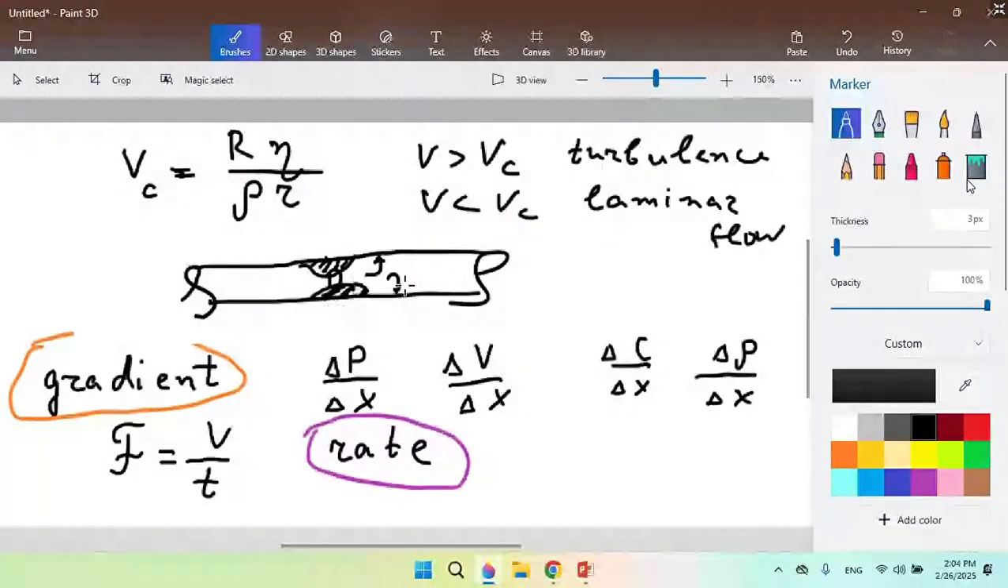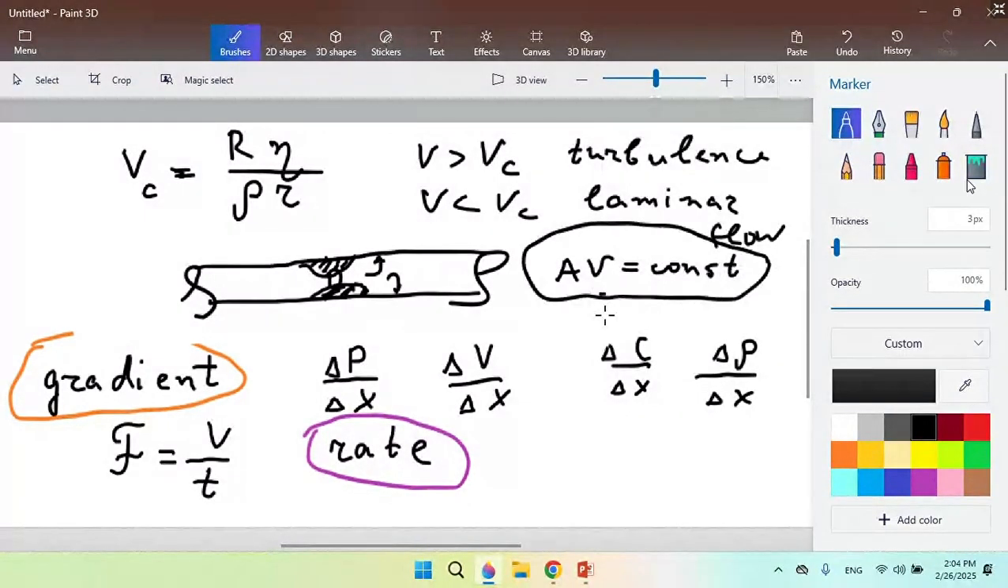I omitted this in fluid dynamics. The so-called continuity equation is important. The continuity equation says that the product of cross-sectional area and flow velocity stays the same in every part of a tube, which means that if the cross-sectional area decreases, as in case of constrictions, then the velocity increases for the product to stay the same. This is called the continuity equation.